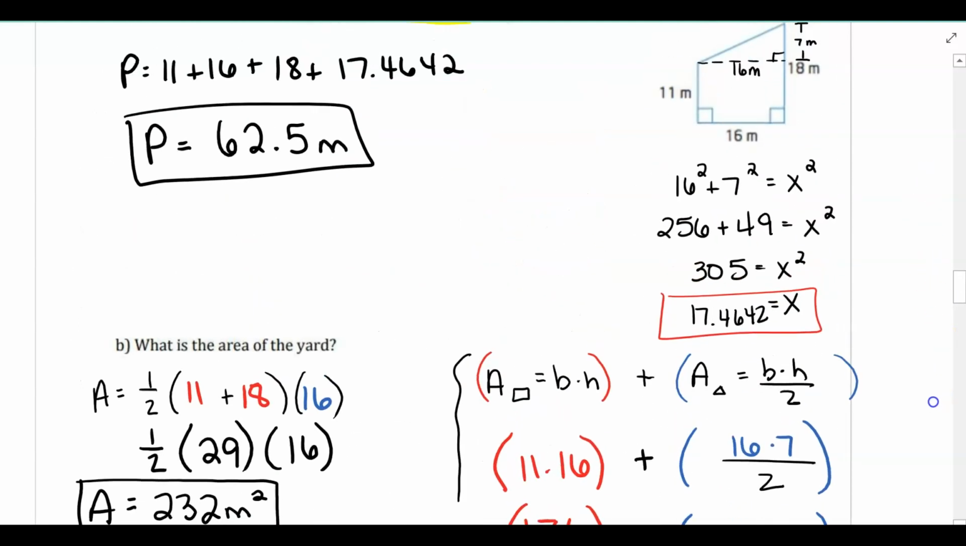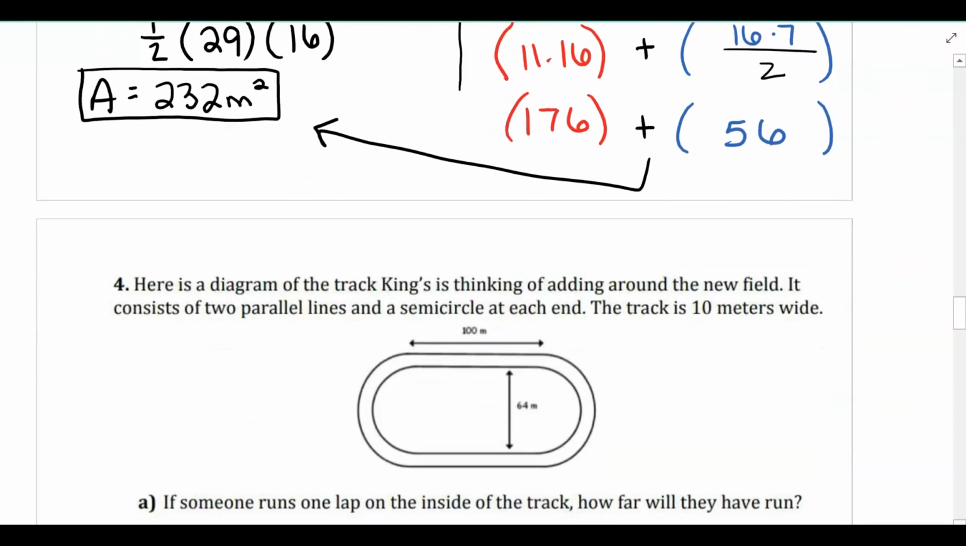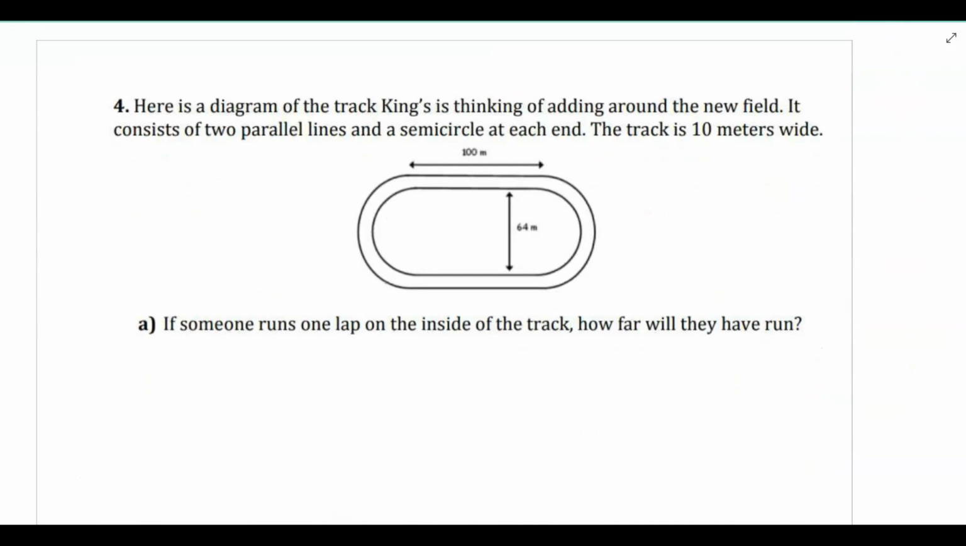So again, I could either realize that that was a trapezoid immediately, or I could split it up and solve that way. You can move on to the next video for question 4.